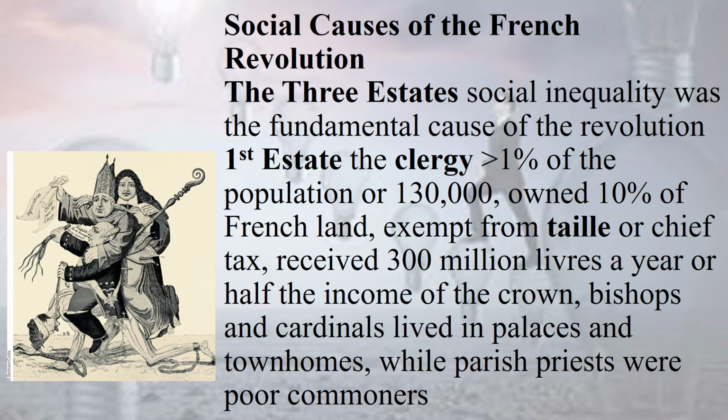Just to put things in perspective, only the poor people had to pay taxes in France, and that's going to cause a problem. So the first estate is the clergy or the church. It's 1% of the population, or about 130,000 people. They own 10% of all the French land, and they were exempt from the taille, or the chief tax. They get about half of all the income of the crown. That's about 300 million livres.